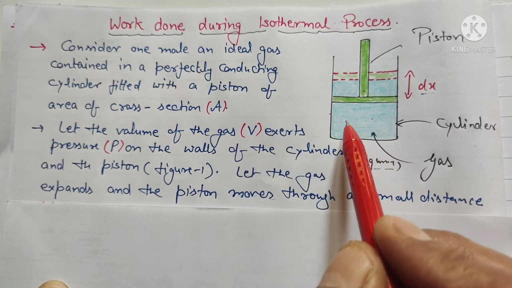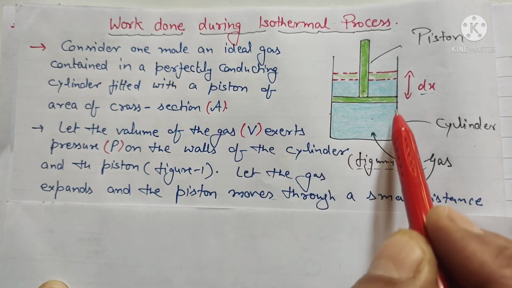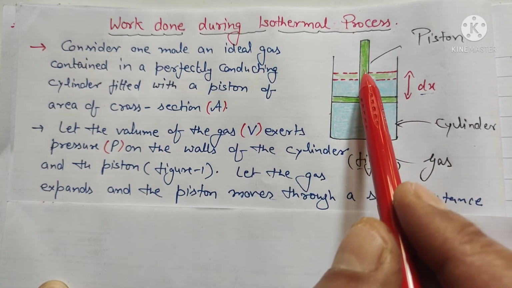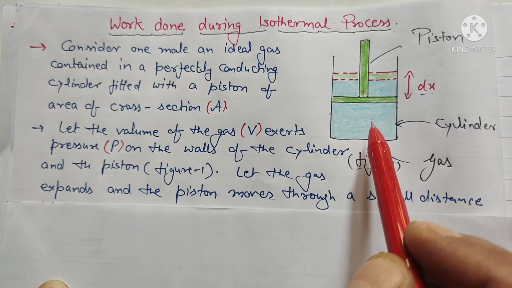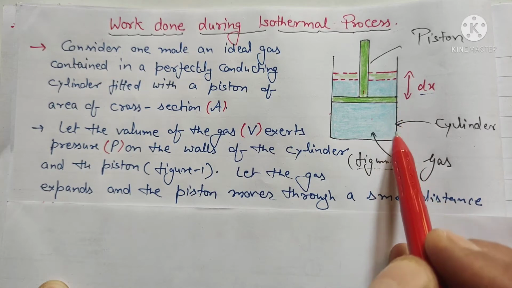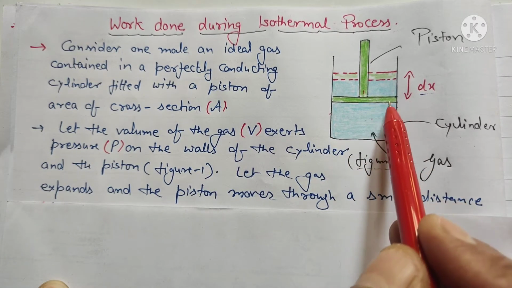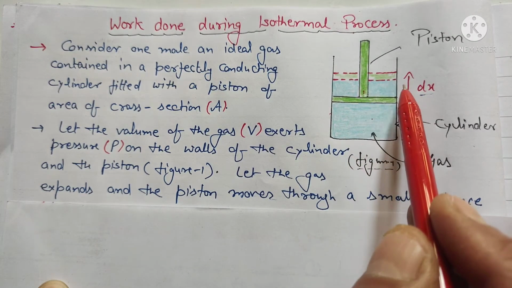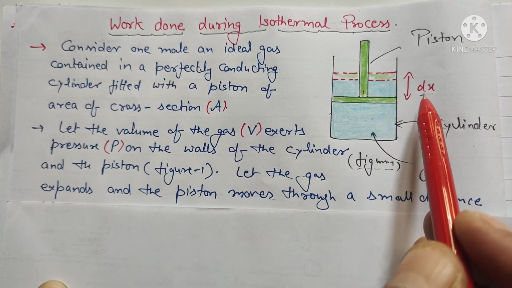For this, consider 1 mole of an ideal gas contained in a perfectly conducting cylinder fitted with a frictionless piston of area of cross section A. Let the gas exert pressure P on the wall of this cylinder and piston. Due to that, the piston moves in upward direction. Let the distance moved by the piston be dx.